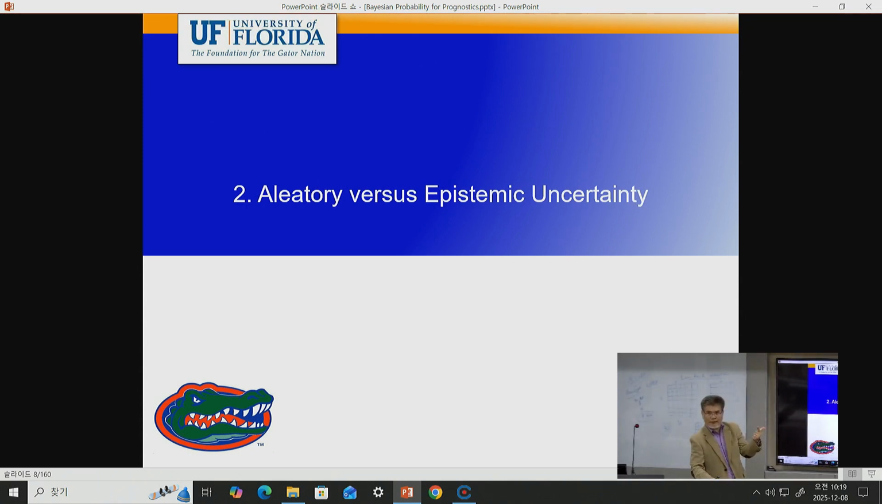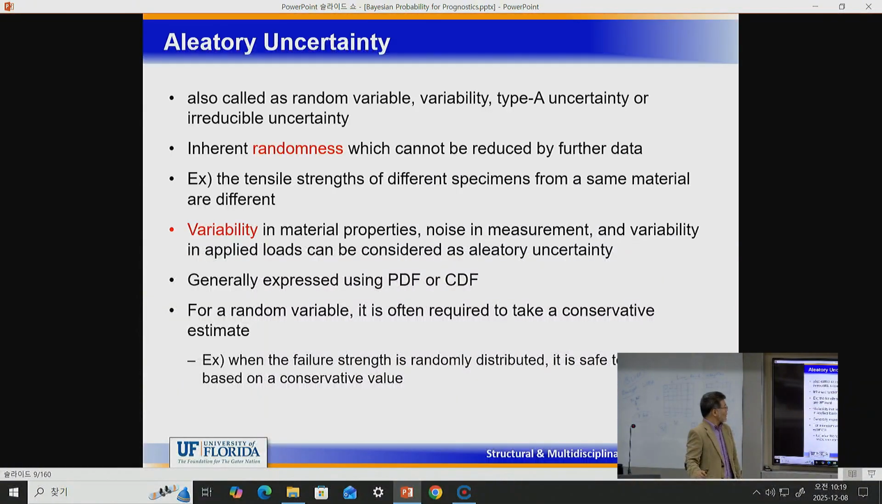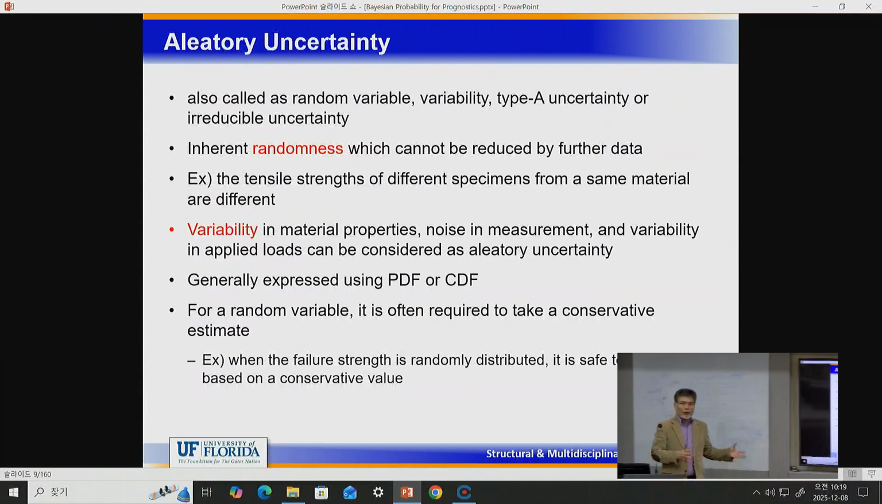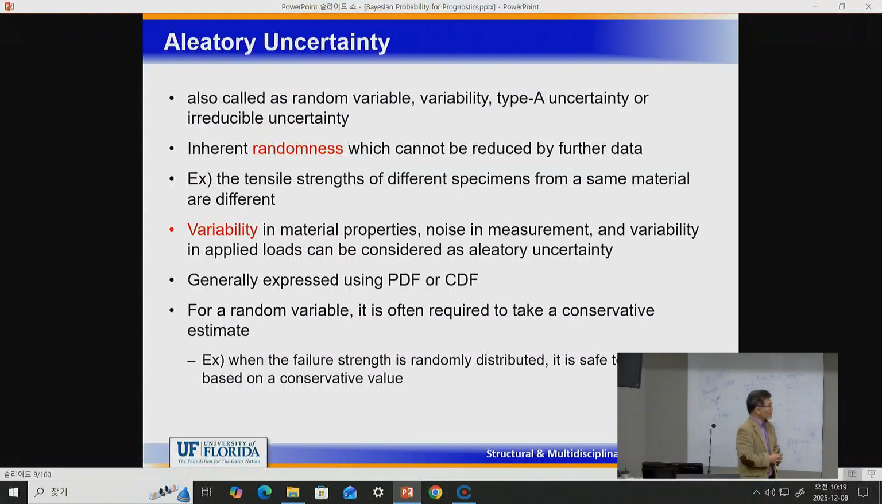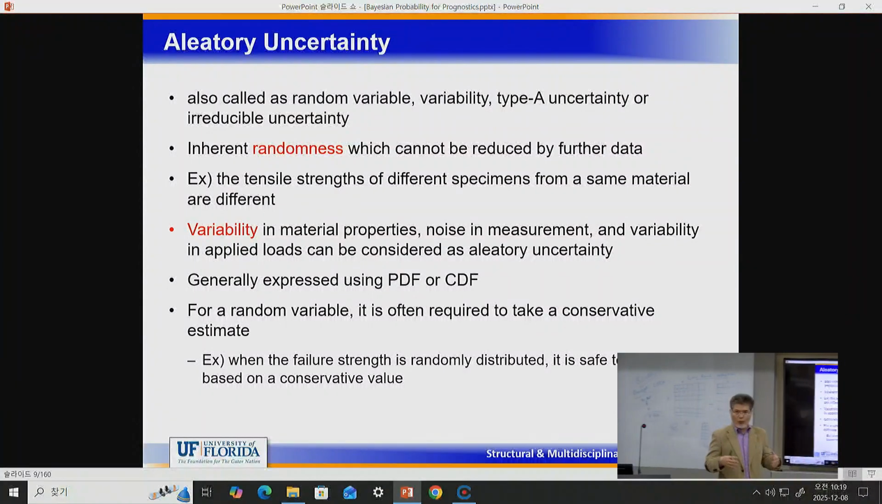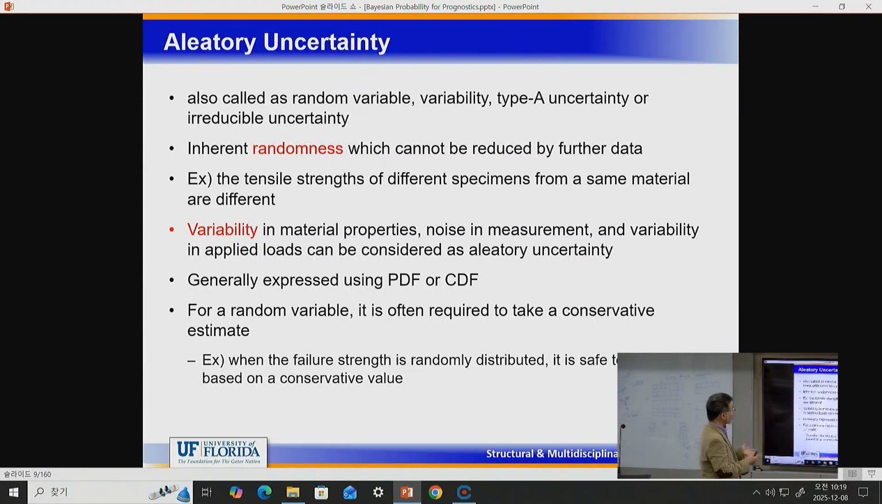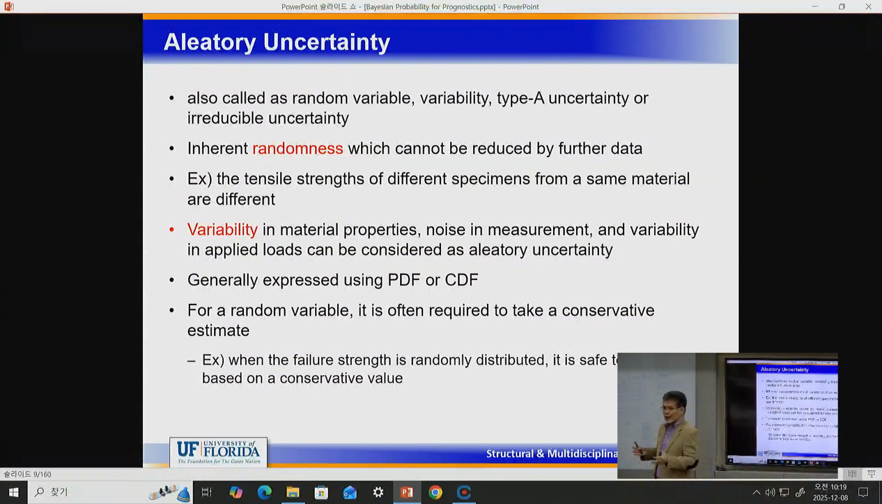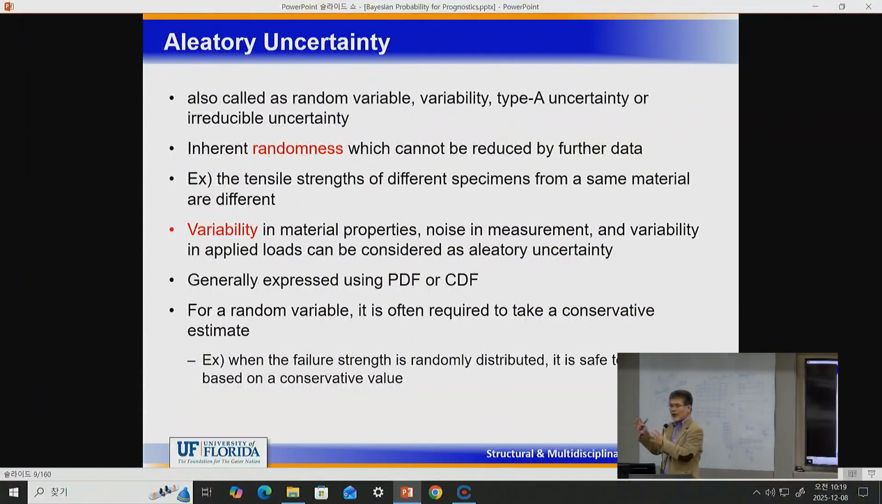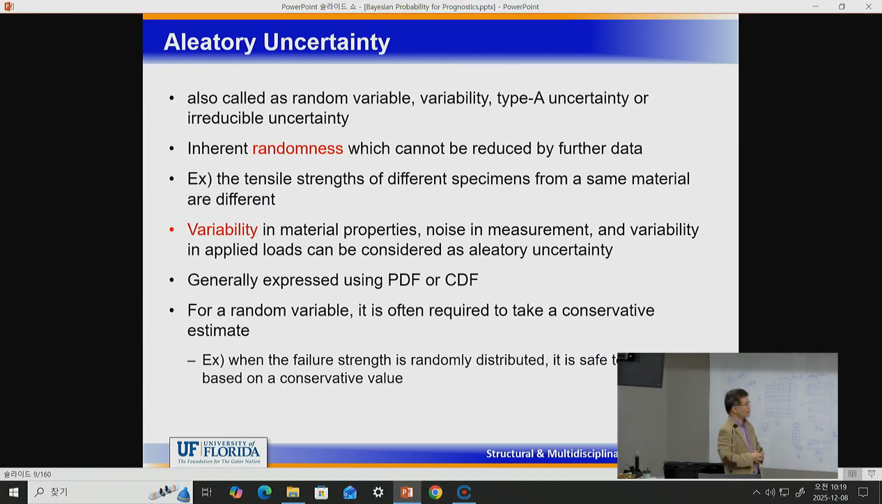Uncertainty and randomness are two buzzwords in statistics, and we need to be very clear about what we mean by randomness versus uncertainty. So aleatory, the first one; we talk about two, right? The first, aleatory uncertainty, is random variable. The statisticians say the random variables are all in the aleatory uncertainty. This is variability, or type A uncertainty, or irreducible uncertainty, meaning you cannot reduce it. There are uncertainties, and you need to deal with it. You need to live with it.